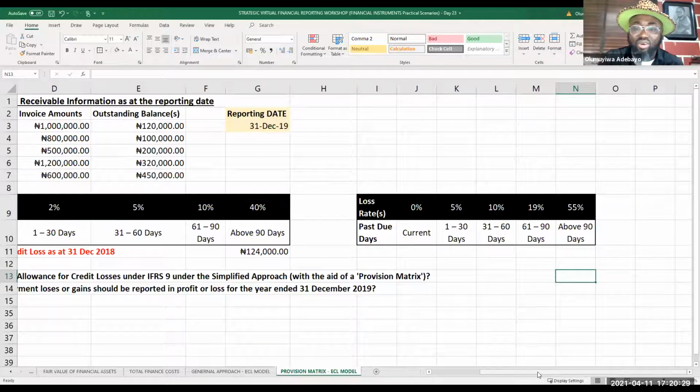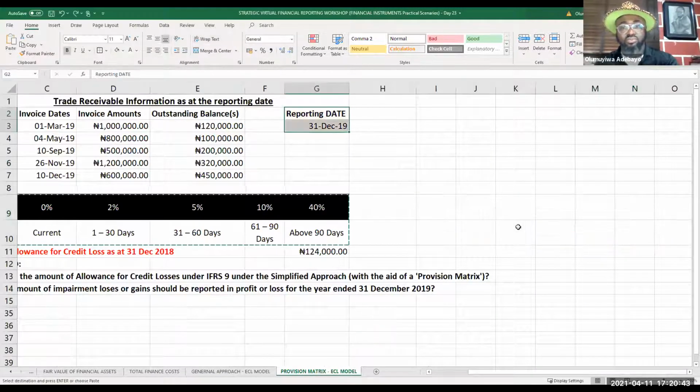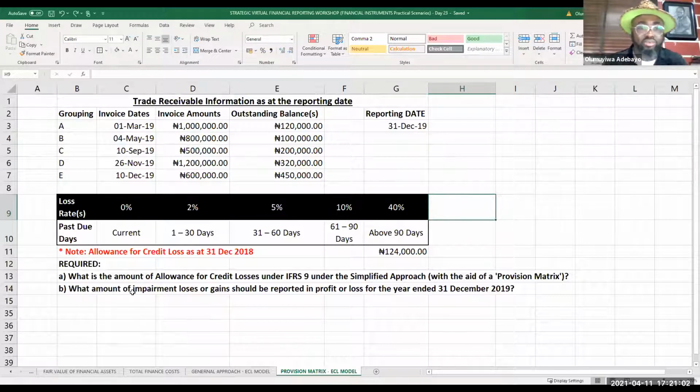Who can tell me why current is 0%? Can somebody tell me why current is 0%? Why is current 0%? Who can tell me why? No clue? Okay, let's explain what it is.